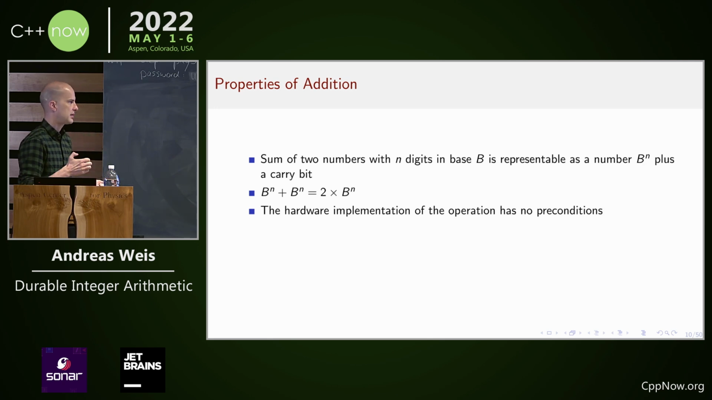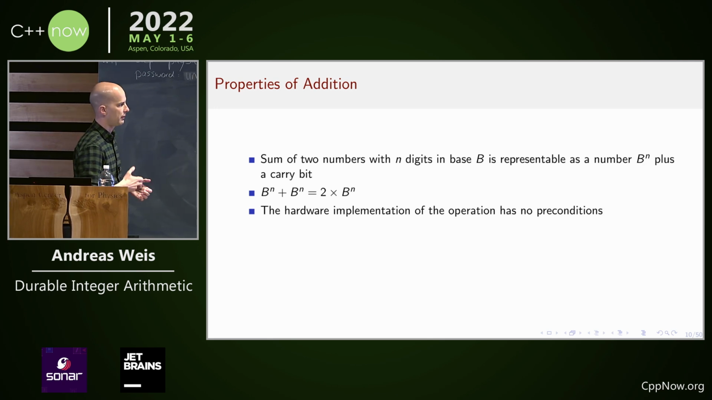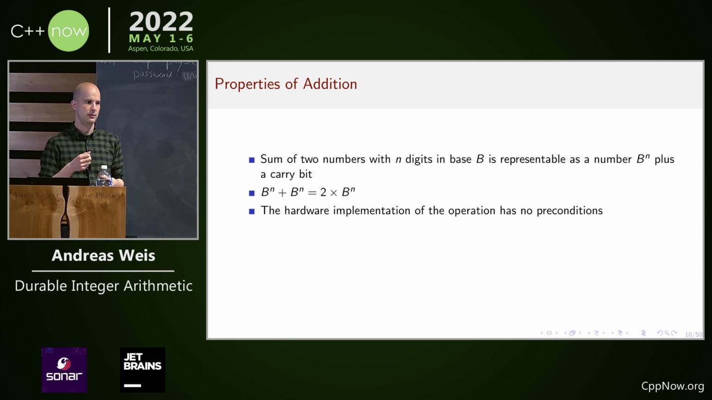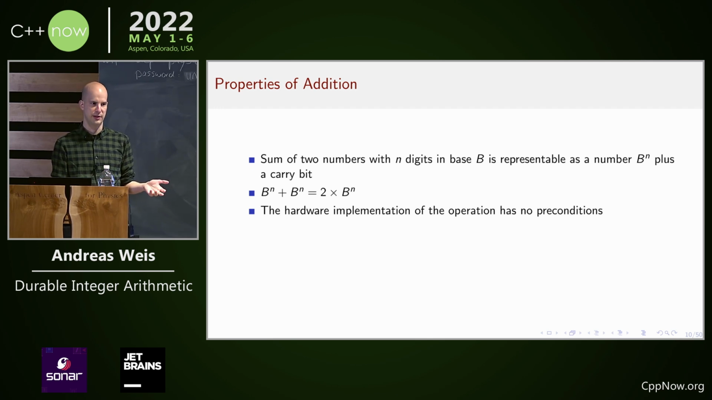Another thing to notice is that the hardware implementation of this operation has no preconditions. Whichever integer I'm feeding in there, the circuit is always going to work. I have this edge case where the final carry out becomes 1, and I now have to decide what to do with this value. But there's really no reason why for any input this simple circuit should stop working.